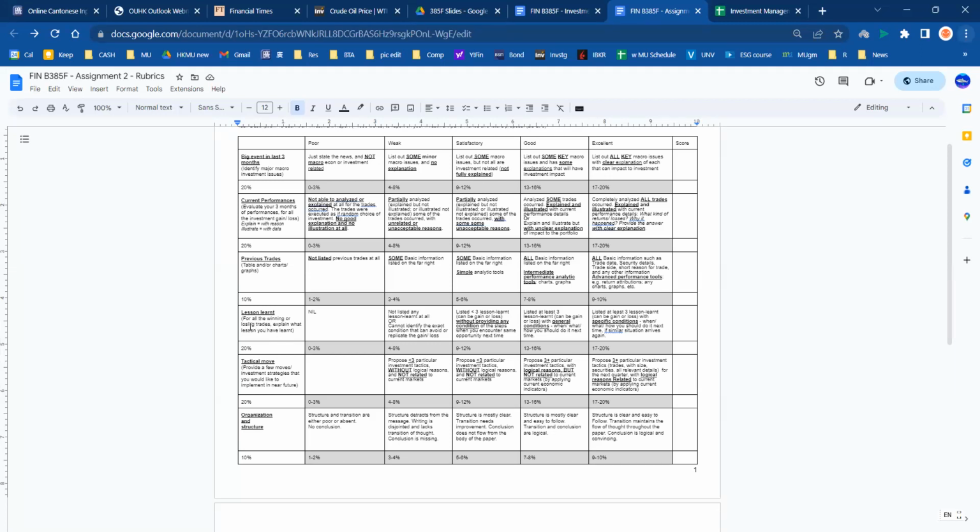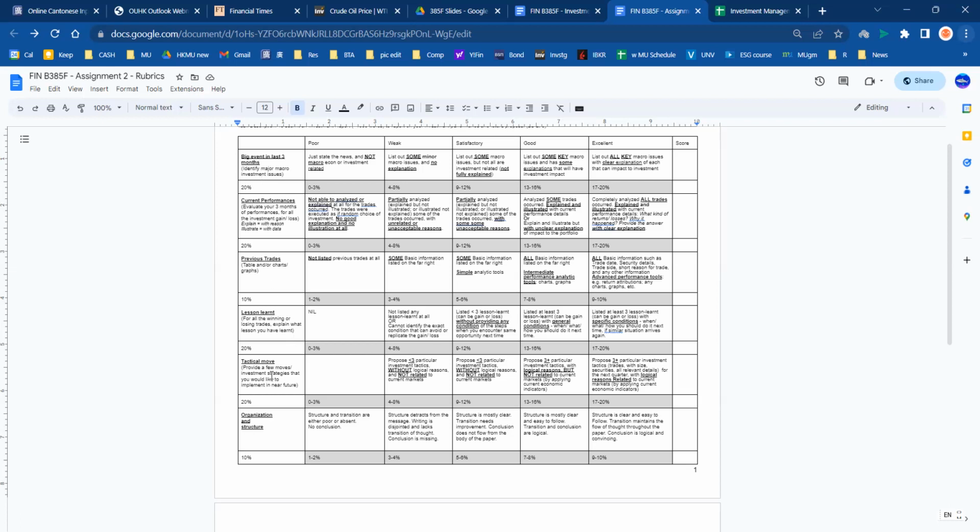As you can see, the weighting is actually higher. Lesson learned is 20%, tactical moves 20%, description of what happened in the macro 20%, and your current performance, evaluating yourself, 20%. So basically it is actually 4 parts, composed of 80%. 10% is your writing skills, and 10% is just a list of previous trades.